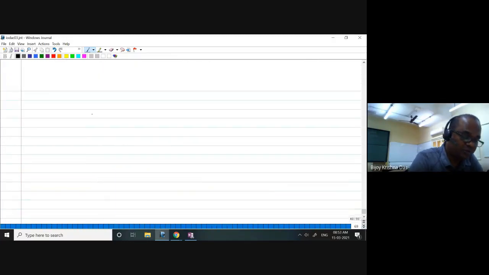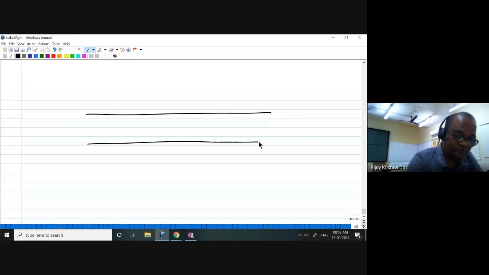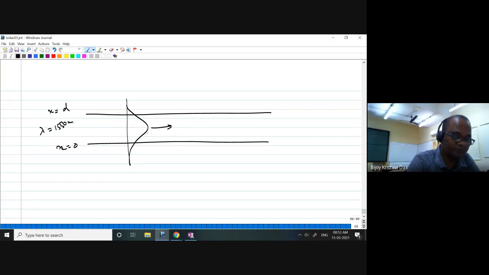Say, let me try. Suppose you have a waveguide. This is your D, with x equal to 0 and x equal to D. And I am launching lambda equal to 1550 nanometer. I have designed this so that you will get only the fundamental mode solution. It will be propagating for 1550 nanometer. This can be considered as E_y(x) e to the power j(omega t minus beta naught z).